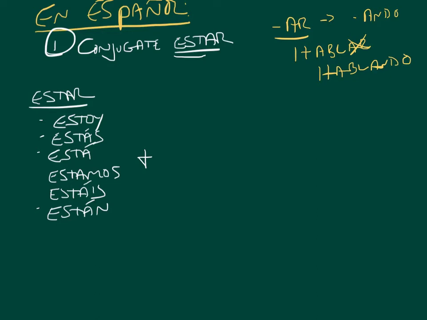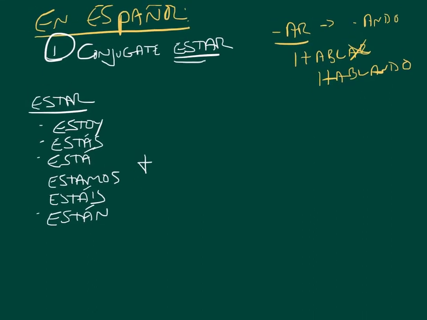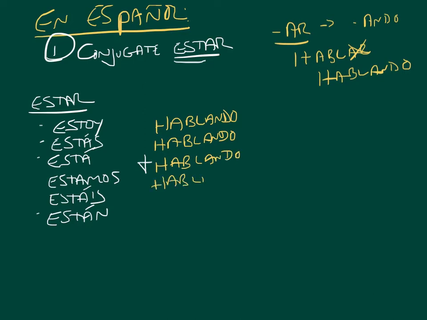And then I take my hablando, and I just add it here. So I would say, estoy hablando. I am talking. Estás hablando. You are talking. Está hablando. He, she, or it is talking. Estamos hablando, etc. We are talking. You get the idea. Very, very simple.